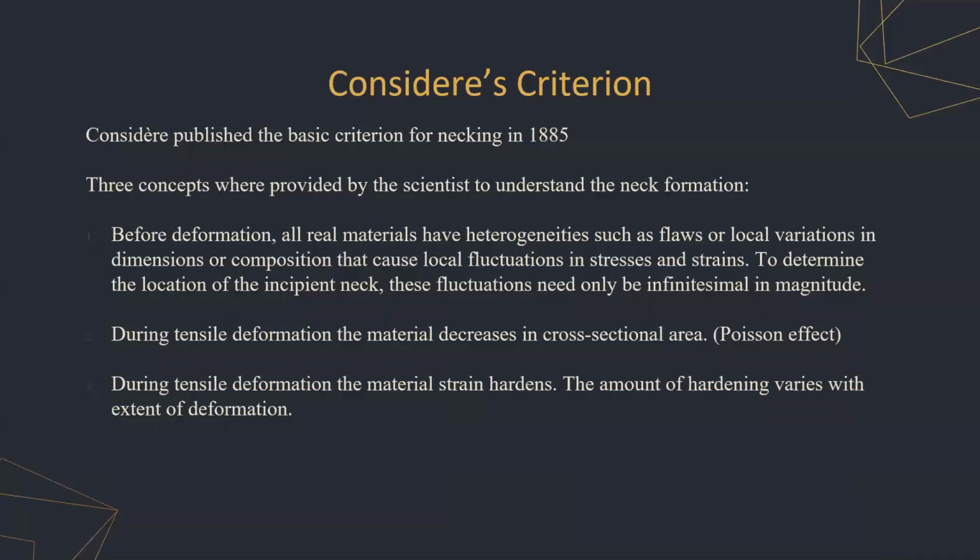But now we are focusing more on the stability points that occur with necking. So these upcoming 2 points determine the stability of a material. During tensile deformation, the material decreases in cross-sectional area. And the third and last one: during tensile deformation, the material strain hardens, and the amount of hardening varies with the extent of deformation.